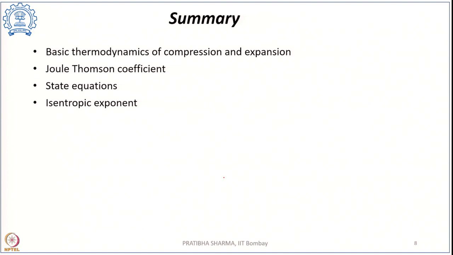To summarize this part, we have seen the basic thermodynamics of the compression and expansion process, and the various state equations that we will be using for finding out the work of compression and explaining hydrogen compression in more detail. We have seen the Joule-Thomson coefficient, the different state equations, what the isoentropic exponent is and how it is related to the different state variables in this class. In the next class, we will calculate the work of compression which is required for compressed hydrogen storage.